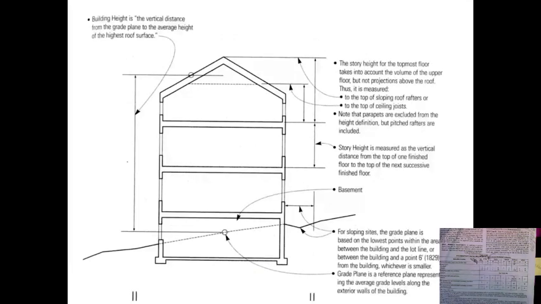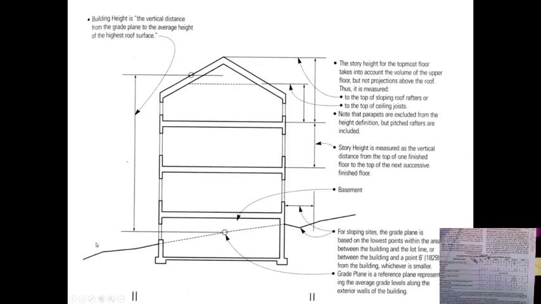It shows you that when we're talking about story height, it is measured as the vertical distance from the top of one finished floor to the top of the next. Okay? That's what we're talking about, from here to here. So you figure in whatever this plenum space is, and a lot of times they call this a plenum space, that's here. And then to the top of the ceiling joist, then to that finished floor.